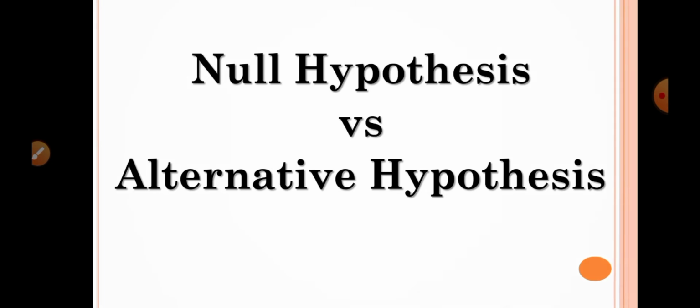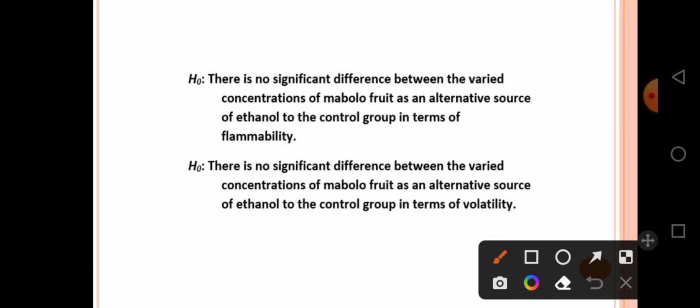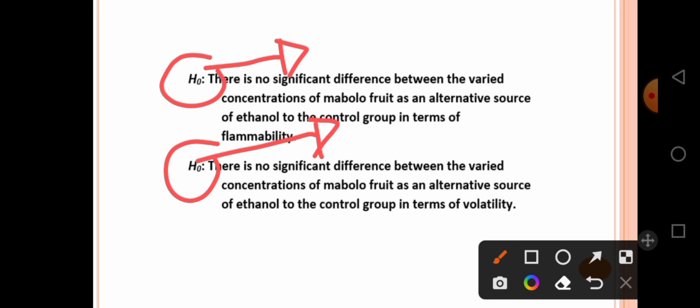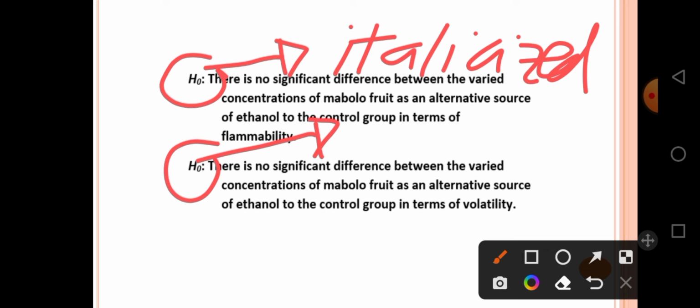So let's try to analyze our example. So we have here our null hypothesis indicated by H sub 0. Okay, so H sub 0. So class, hypothesis is an example of, let's say, a statistical term. Since hypothesis is an example of a statistical term, it must be italicized. So in writing your null hypothesis, make sure that the symbol H sub 0 is italicized.